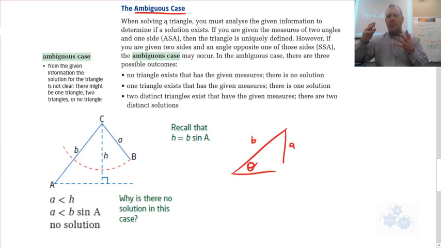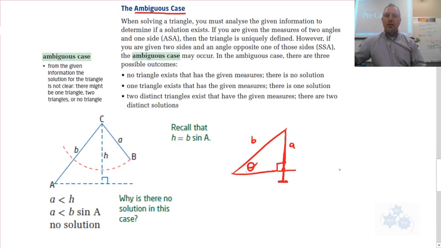It's a little ambiguous, it's a little mysterious. You don't know if there's 0 triangles, which would be this case, where A is not long enough to actually reach the base here. Or you could have exactly one triangle where this A length is exactly the right length to form a right triangle, in which case the sine of theta would be A over B. Okay? Or you could have more than one triangle if this A is actually a little bit longer than the minimum necessary to form a right triangle.